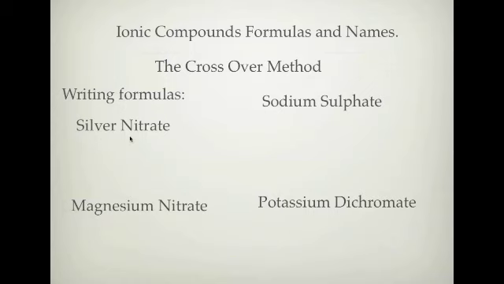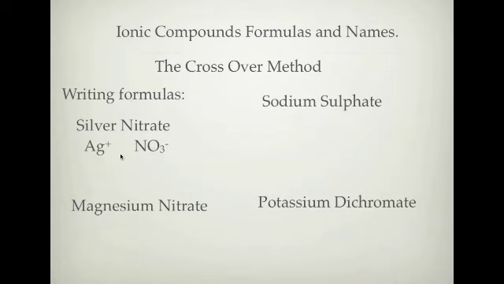We'll start off with silver nitrate. When I'm writing a formula, what I first of all do is I try and work out what the charges for these two separate ions are. Silver has a charge of just 1 positive. Nitrate, on the other hand, from our polyatomic ions, has a charge of 1 negative.